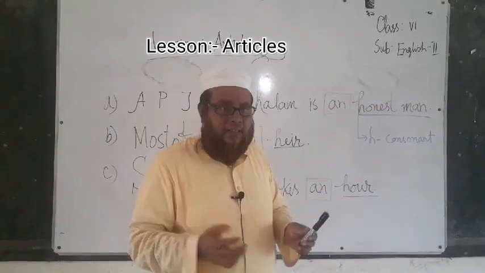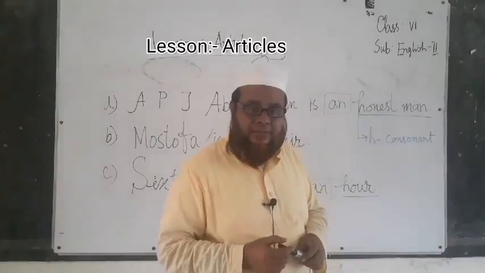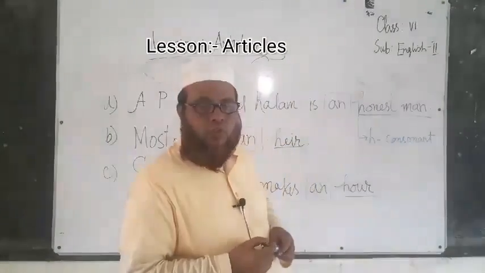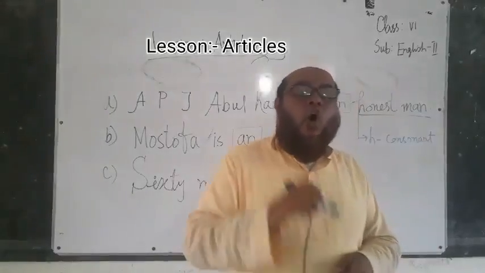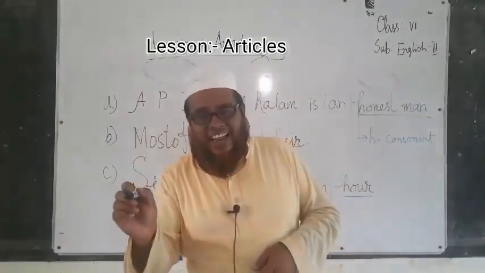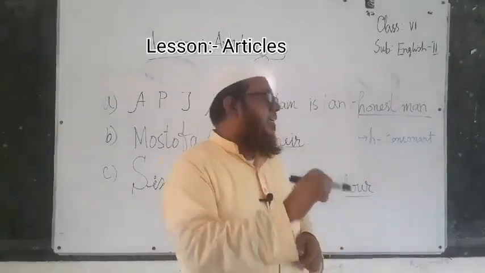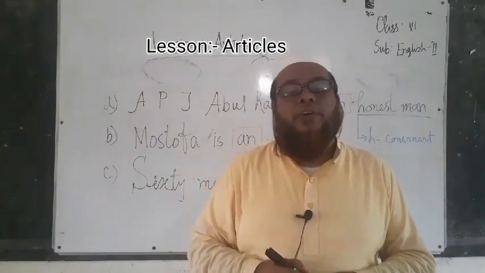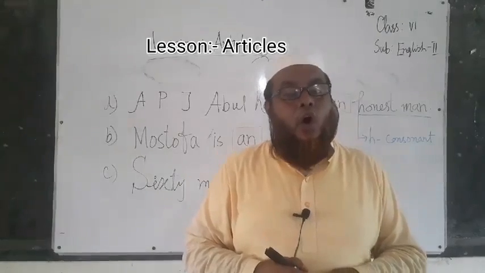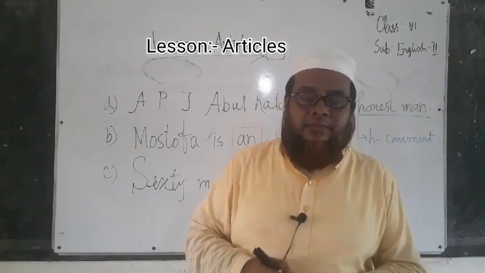That means H is silent here. So we have learned from these examples, where H is silent, we have to use 'an' instead of 'a'. This is a simple rule of using articles. I hope all of my students understand the matter.